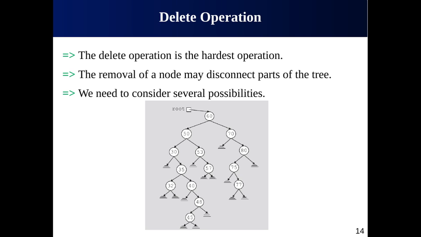To perform this operation, first we search the binary search tree to find the node that we want to delete. And then after deleting the desired item, if it exists in the tree, the resulting tree must be a binary search tree. Let us consider an example.